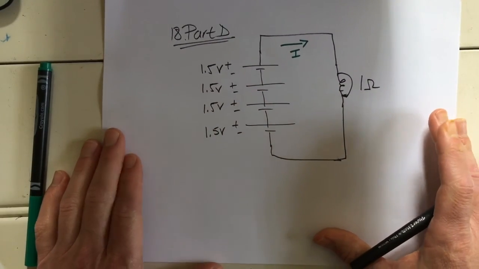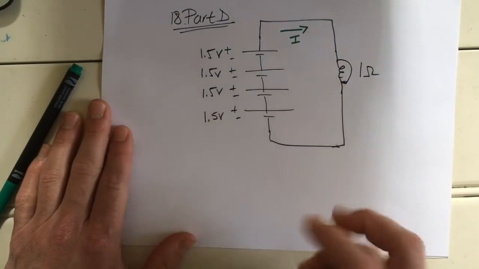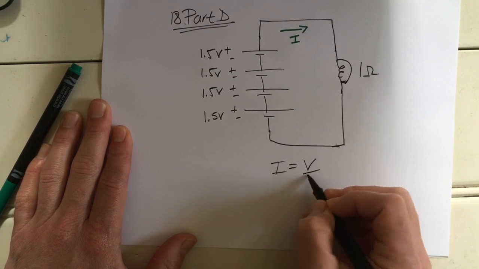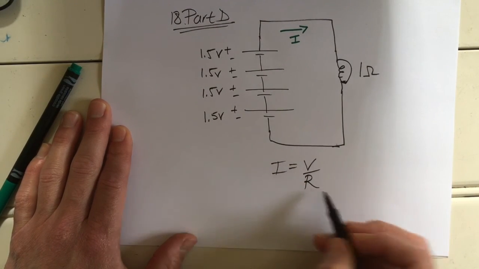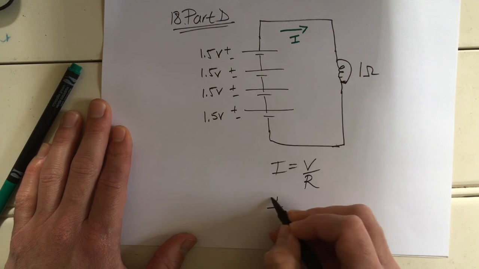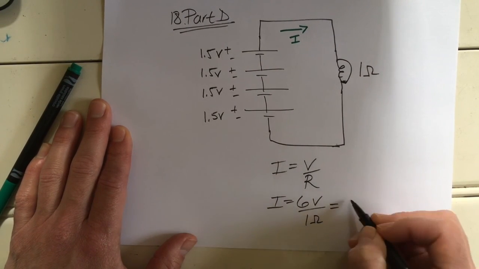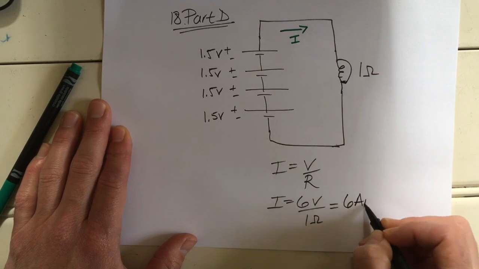And then finally, if we want to solve for current of this circuit, these all add together to create 6. I is equal to V over R, because V equals IR. And we could say then I is equal to 6 volts over 1 ohm, which is equal to 6 amps.